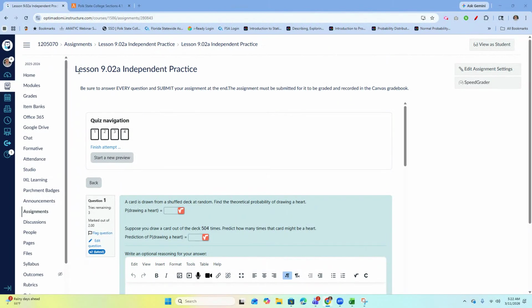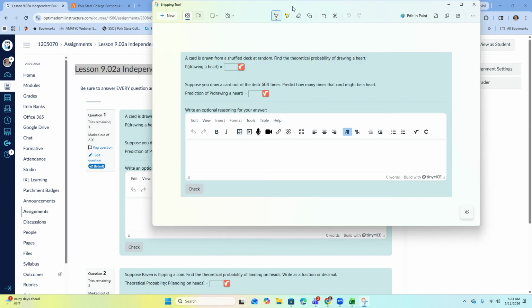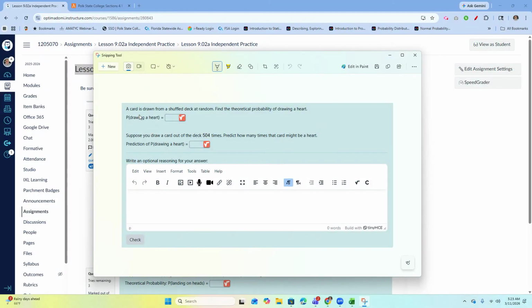All right, here's how you do lesson 9.02a independent practice. Here we're making predictions using the theoretical probability of a simple event. Like, for example, problem number one here, we're talking about a card drawn from a shuffled deck at random. Find the theoretical probability of drawing a heart.